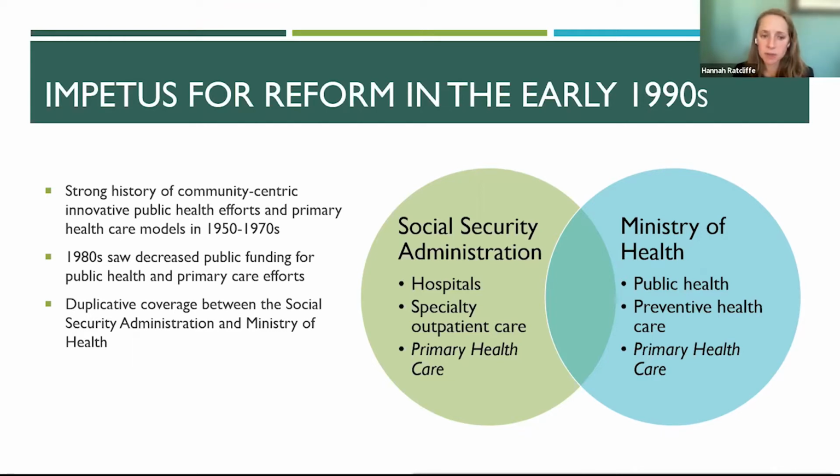And this was really exacerbated by inefficiencies in their system between the Social Security Administration, or the CAJA, which provided hospital-based care and some ambulatory care, and the Ministry of Health, which provided public health services and some preventive care. And so this idea of primary care was really being split across these two agencies, with things falling through the cracks and also some inefficiencies. And in the early 1990s, there was a devastating measles outbreak that shone a light on these issues and really helped build some political commitment to improving healthcare.